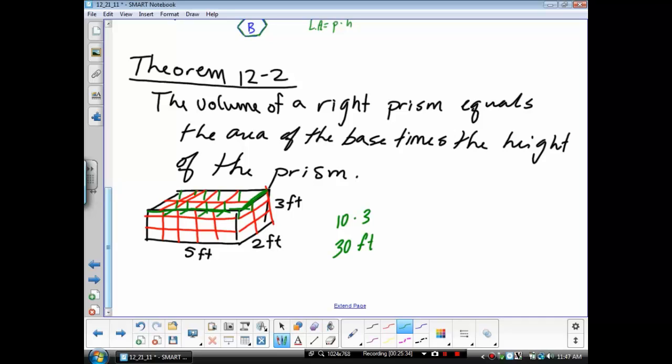When you go feet with a little exponent of 3, it means you are working with a cube that's 1 foot by 1 foot by 1 foot. So when you say cubic feet, it means you're actually working with little cubes that are 1 foot by 1 foot by 1 foot. A cubic foot.